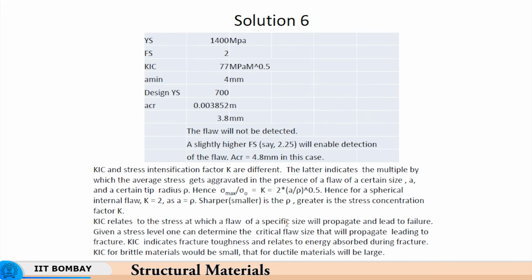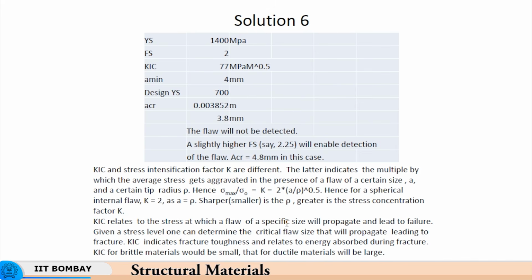But if the flaw size remains undetected, then it's a very great risk. So if you take a factor of safety of 2.25, then the critical flaw size that is detectable is 4.8 millimeters. Now if you don't detect any flaw, which means that flaw size is less than 4 millimeters, then it is not going to propagate, because the flaw size required for propagation is 4.8 millimeters.